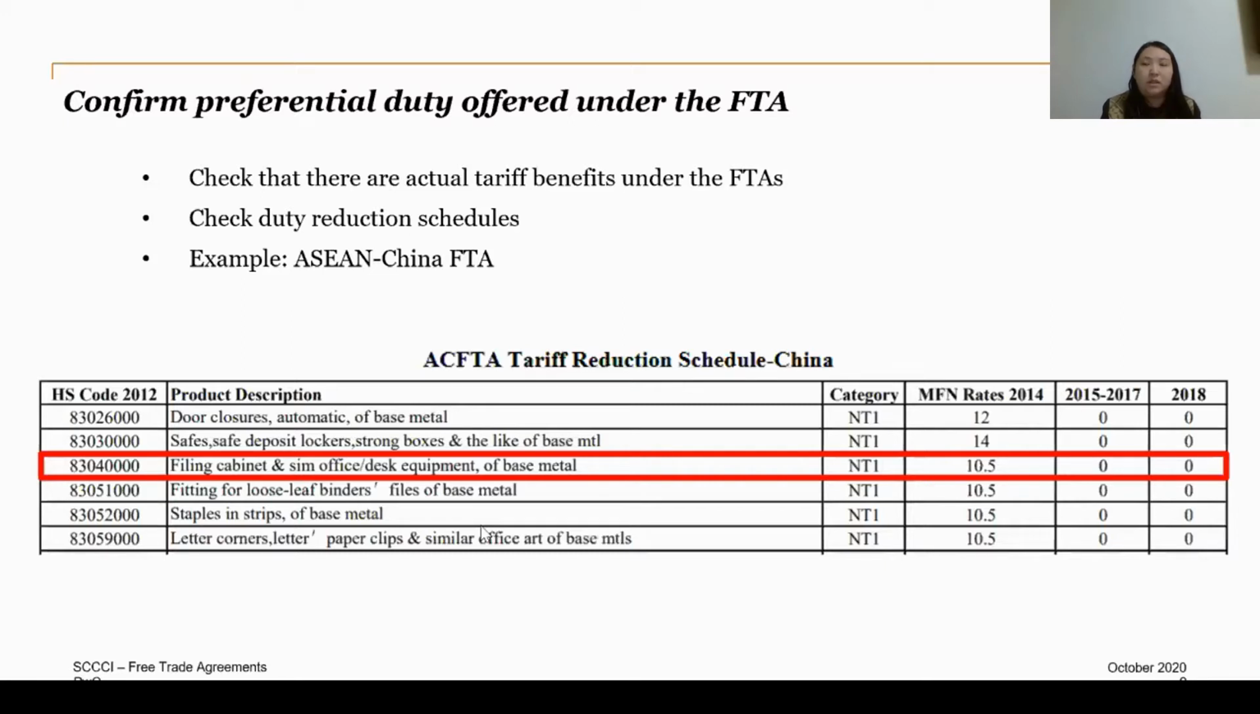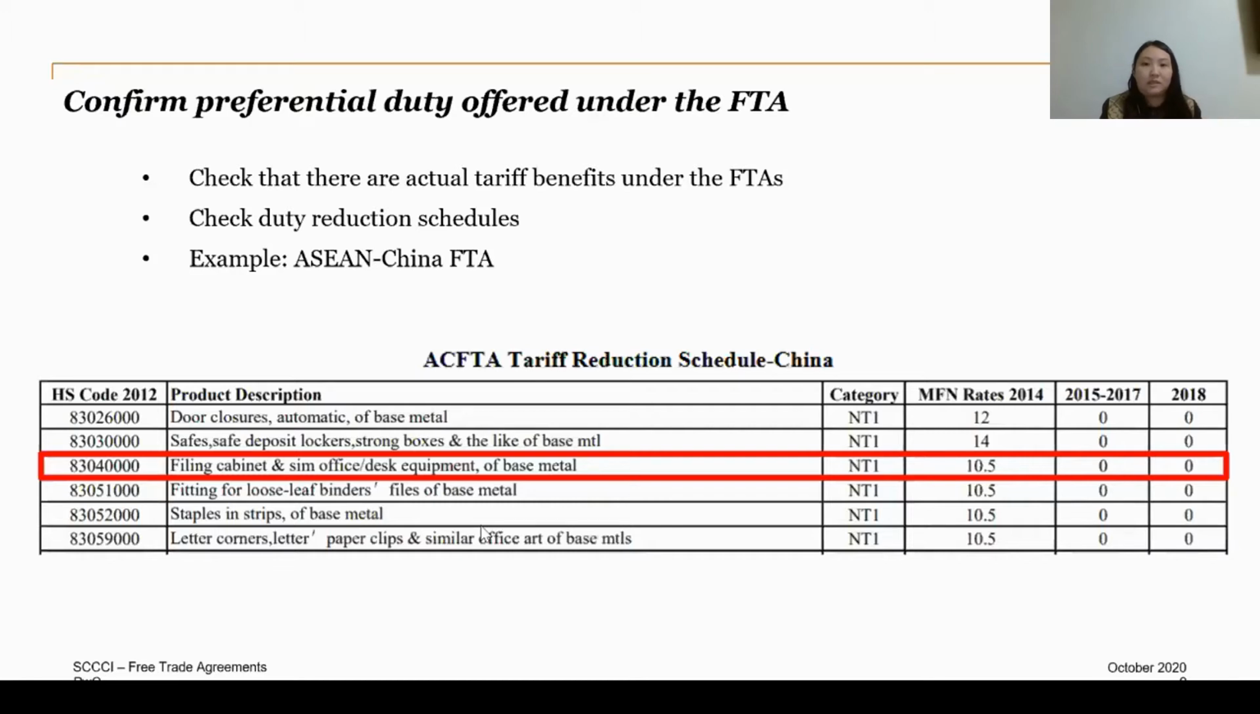So it's very important to look into your products, product by product, to see what kind of benefits are actually there. I have here a tariff reduction schedule. I just pulled a random one. This is the ASEAN-China FTA. Some random products, 83, I think that is some furniture or fittings. You can see that in year 2015, the rates got reduced to 0, and it remained there ever since. FTAs usually have clauses that say once the rates have been reduced, they will not go up anymore.